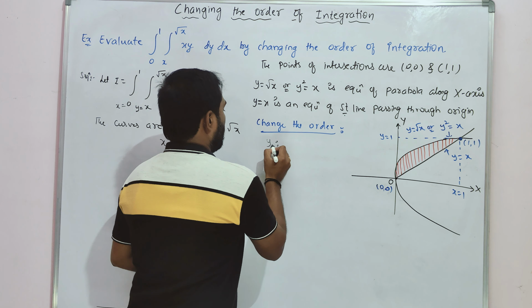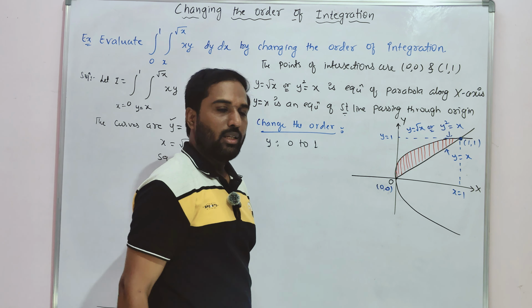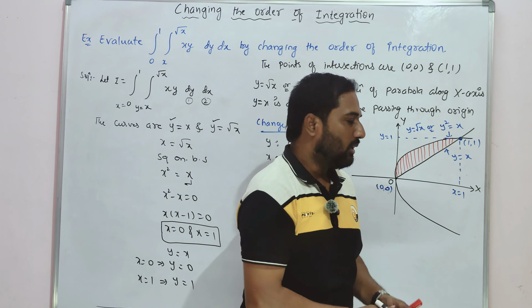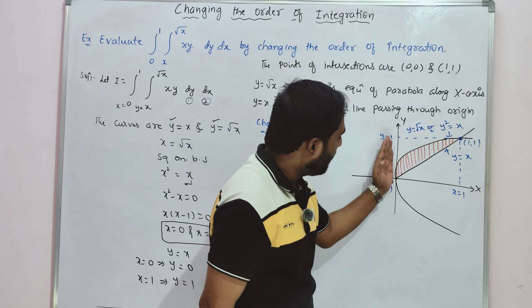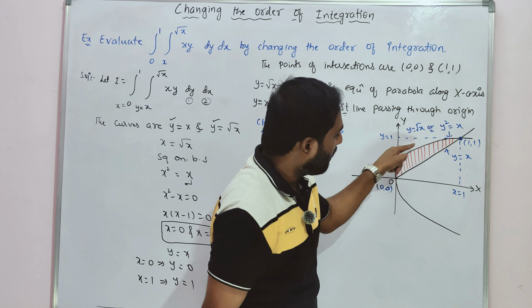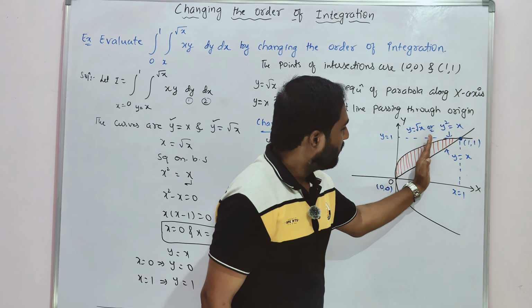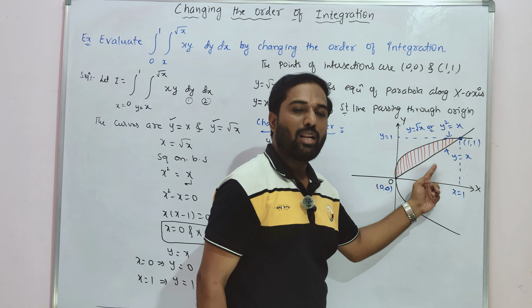So y varies from 0 to 1. Similarly, x varies from left to right of your required area. This is your initial line. So if you are moving from left to right, first it will be a curve. Then if you're moving down again to the left, the next element is your straight line. Left to right of your required area.